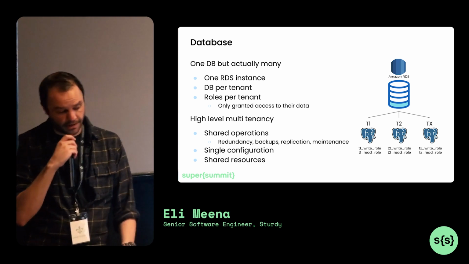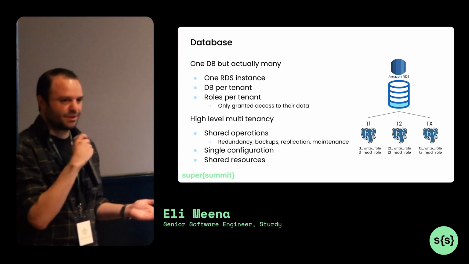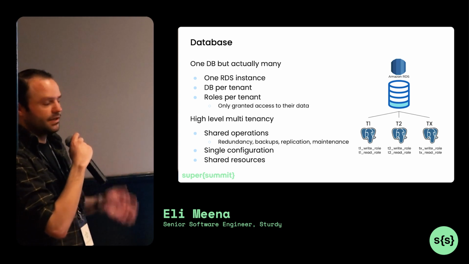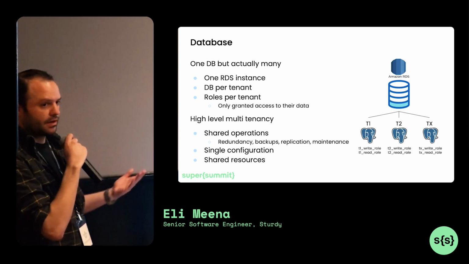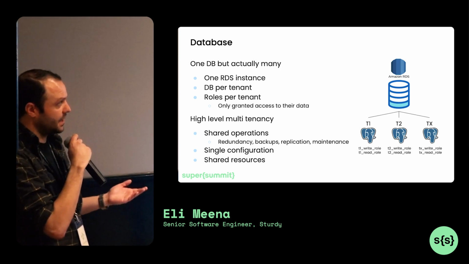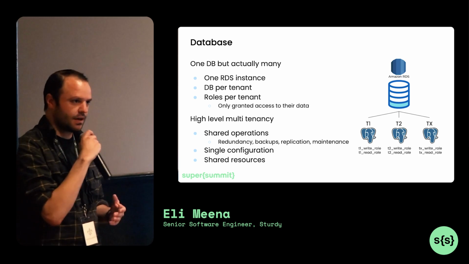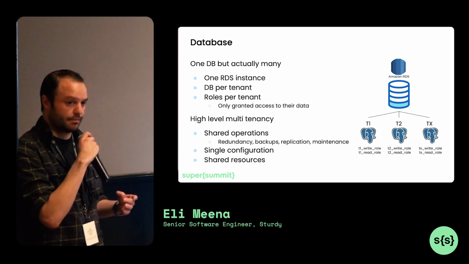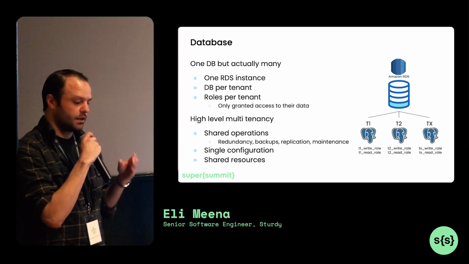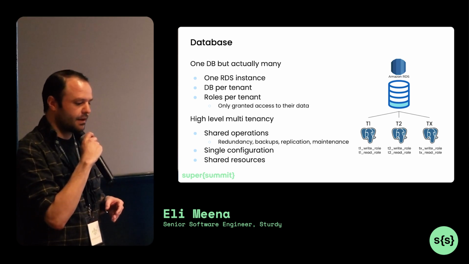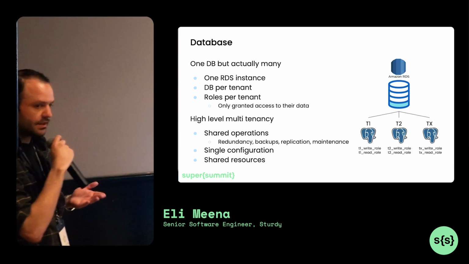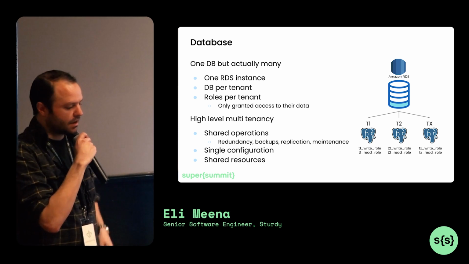So first up, the database. We have one database, so it is multi-tenant, but technically we have a bunch of databases. We have one RDS instance, that's just Amazon's database, but within there we have a bunch of Postgres databases, and each of them has roles on it that lock it in: this role can only read this tenant's data. So it's a mixed model there. It's not true single, it's not true multi.